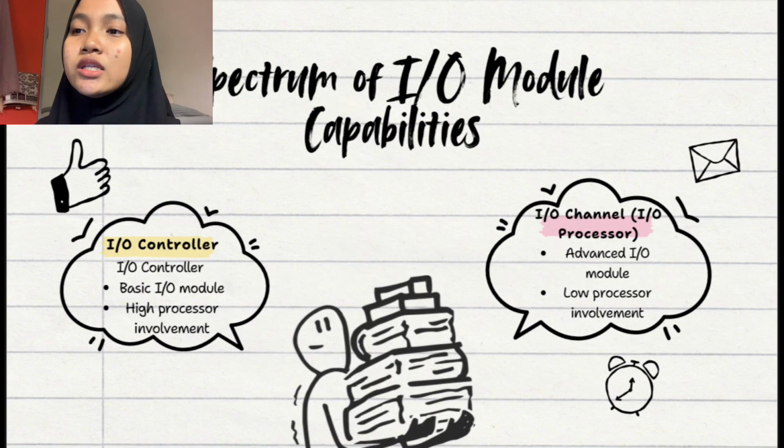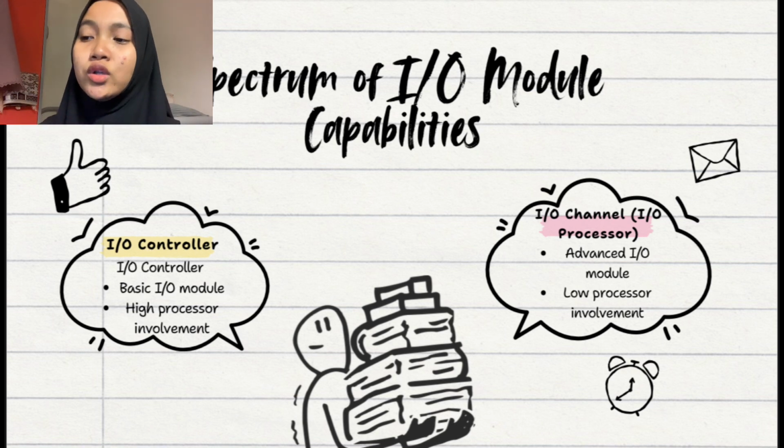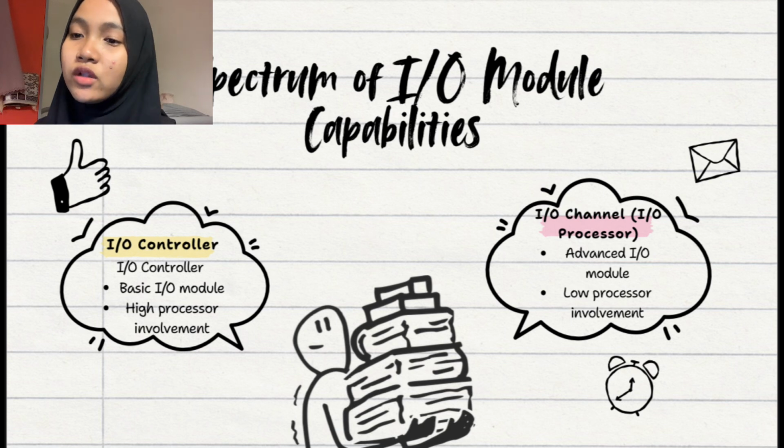So this is the spectrum of I/O modules. First, we have the I/O controller, which is a basic I/O module with high processor involvement. Second, the I/O channel, or I/O processor, which is an advanced I/O module with low processor involvement.